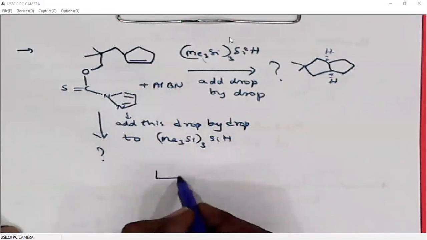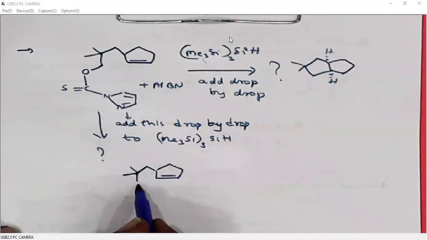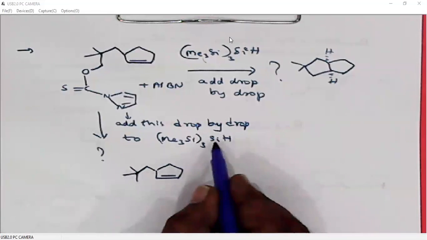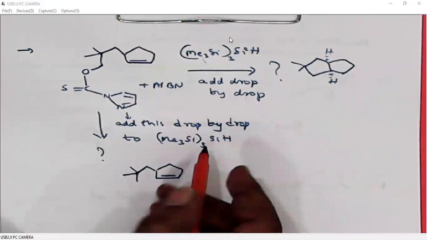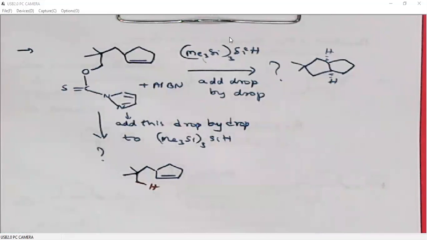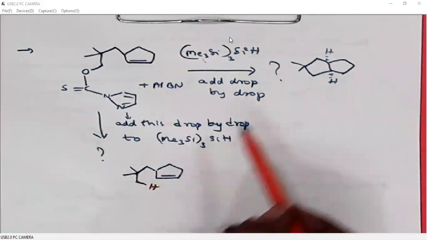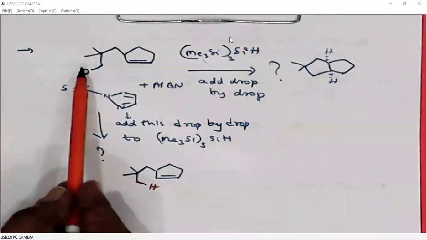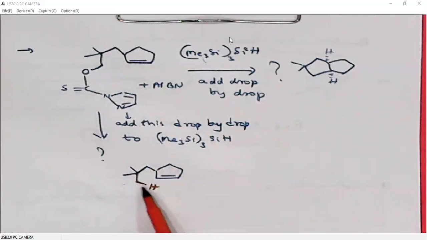In that case, what will happen? Yeah, radical will be generated here. So when this compound concentration is very small and silyl hydride concentration is very large, that means we will have more number of silyl hydrides. Then it is easy for this radical to pick up a hydrogen from silyl, because there are more silyl hydrides. So if you add silyl hydride drop by drop, the generated radical will undergo intramolecular cyclization. In the reverse case, if we add this compound drop by drop to the silyl hydride, because more silyl hydrides are there, then this radical will easily pick up the hydrogen.